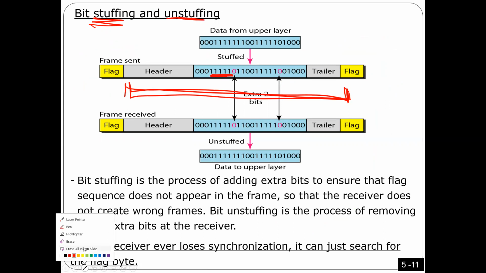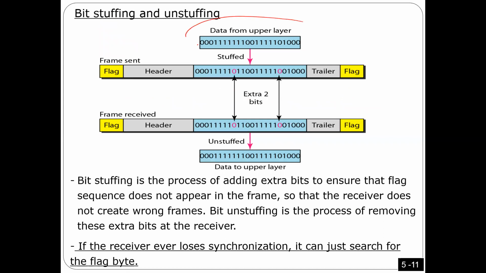So here, this is the original data. This is the original data I received. So every time I find 5 ones, I'm going to insert 0 here. Then I'm going to insert 0 here, okay? This is stuffing. By doing that, I can make sure the flag is not going to happen here. I'm not going to have 0, and then 6 ones and 0 again. This is not going to happen. Okay, you understand?